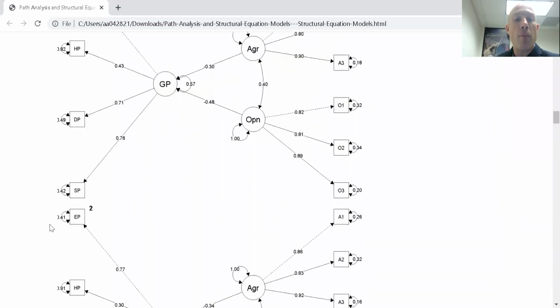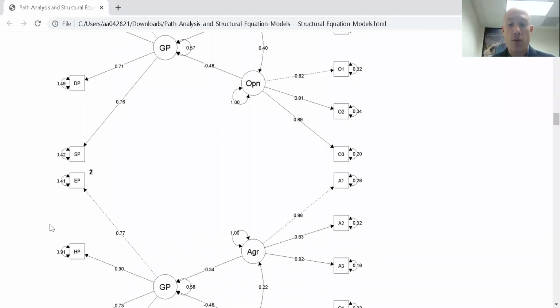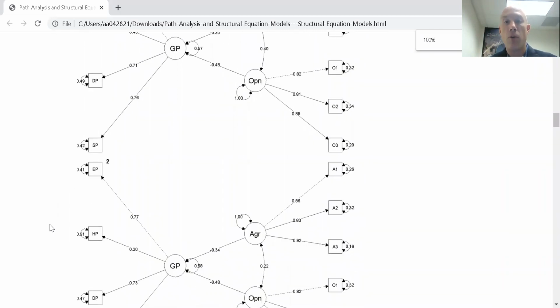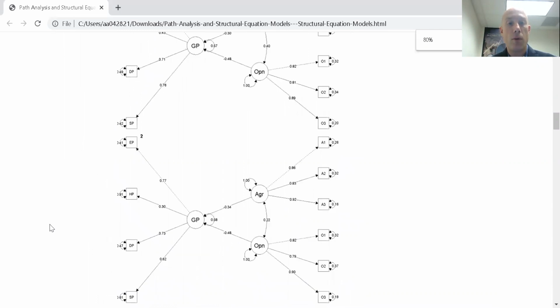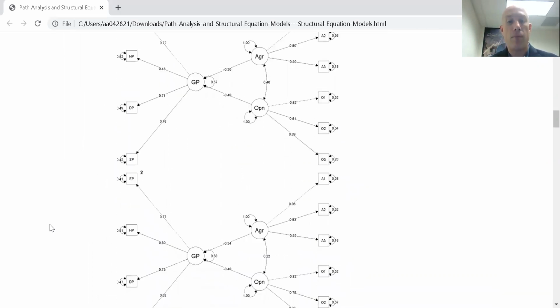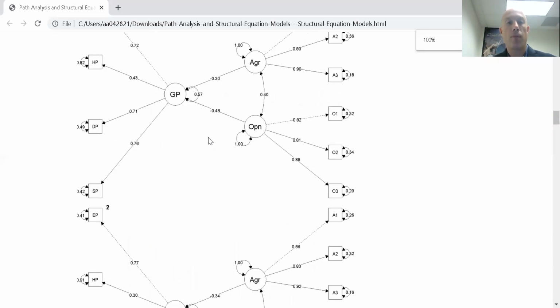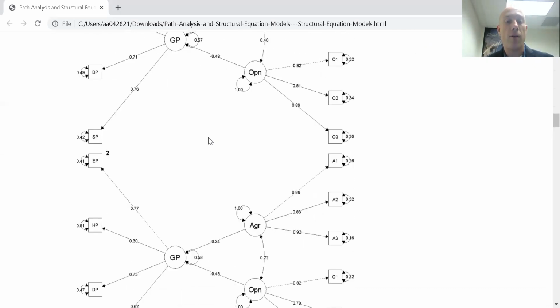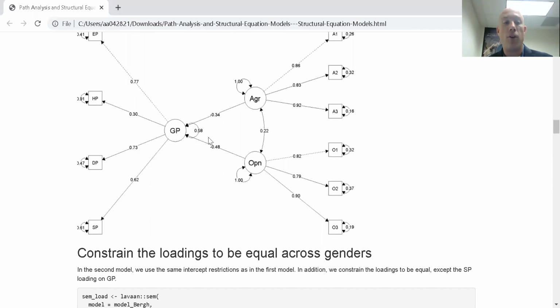Now, you'll notice right off the bat that I get 2 versions of this. I'll go ahead and make this a touch smaller. I get 2 versions, one for male, one for female. And I can go through and check and see the difference between these throughout. Now, this is where parameters have the most freedom of all the models we're going to look at, most freedom with respect to gender.